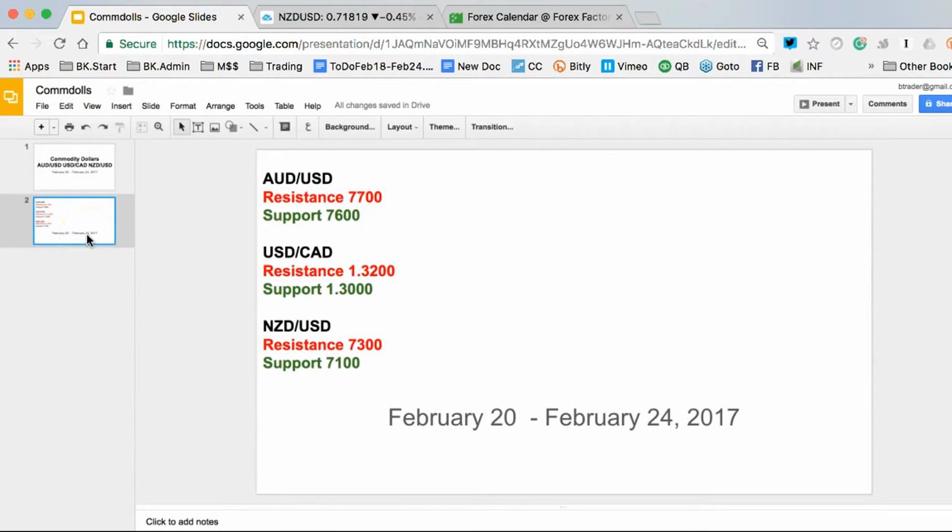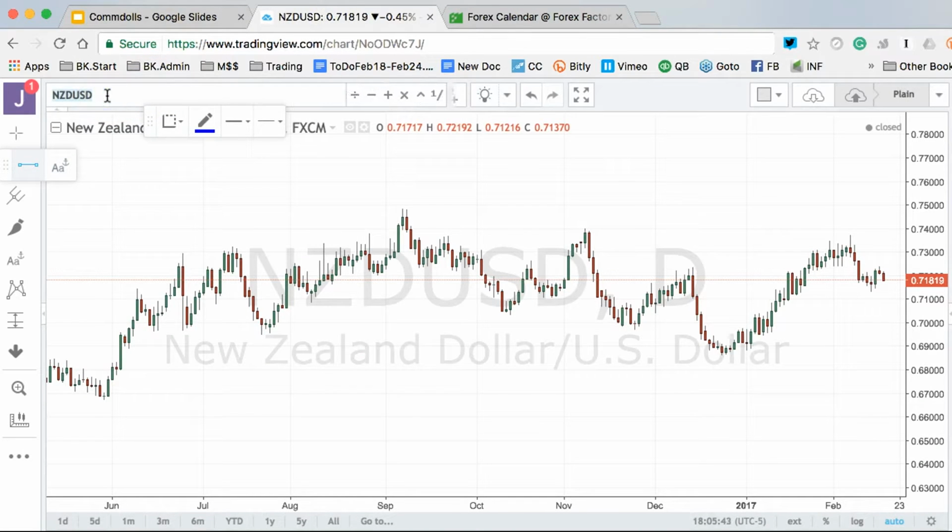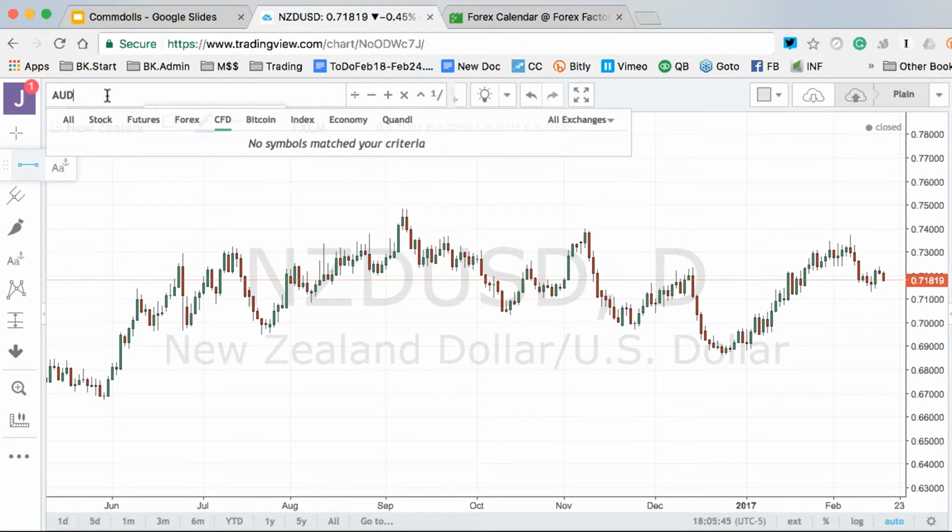And to show you just how compressed they are, literally nothing has changed. This is one of those weeks where the resistance and supports are the same last week as they are this week as we go forward. And we can take a look at the charts here and see just how quiet everything is.